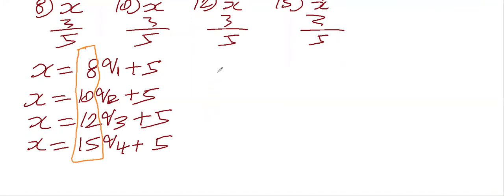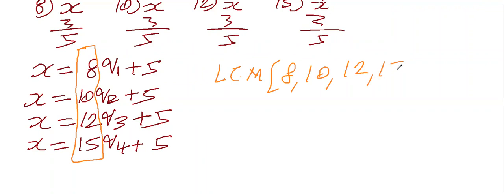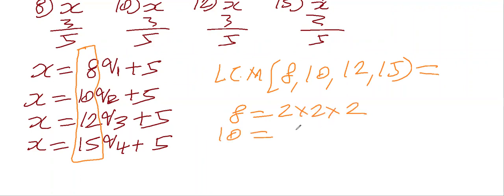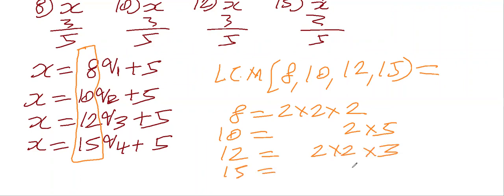Okay, so when I take the LCM of 8, 10, 12 and 15, what will I get? The factors of 8 are 2 into 2 into 2. Factors of 10 are 2 into 5. Factors of 12 are 2 into 2 into 3. And factors of 15 are 3 into 5. So what will be the LCM?